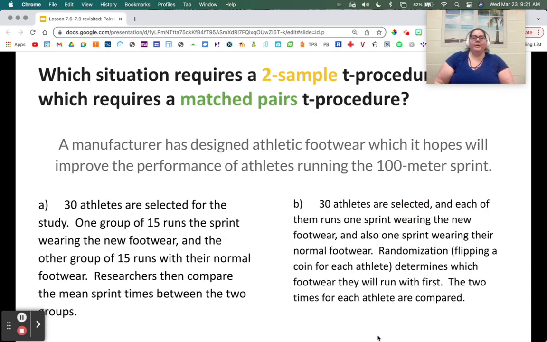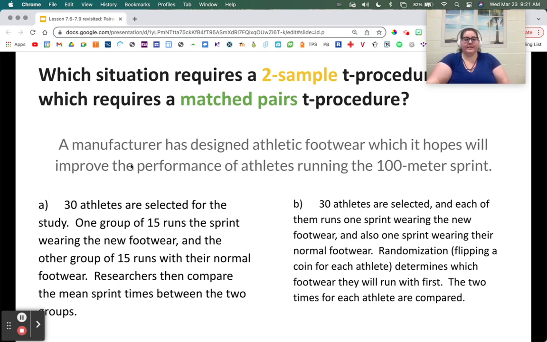So another example: a manufacturer has designed athletic footwear, which it hopes will improve the performance of athletes running the 100-meter sprint. In scenario A, 30 are selected. One group of 15 runs the sprint wearing the new footwear, and the other group of 15 wears their normal footwear. In scenario B, 30 athletes are selected, and each of them runs one sprint wearing the new and one wearing their normal. Randomization determines which one they run with first, right?